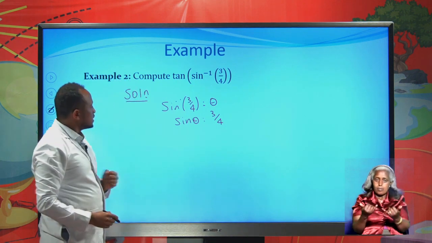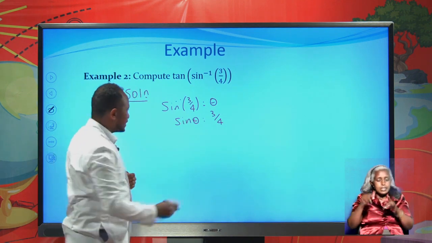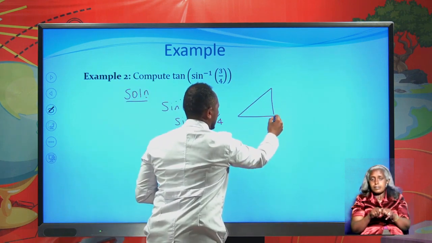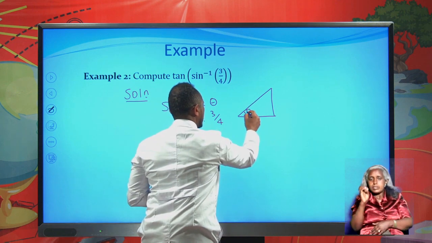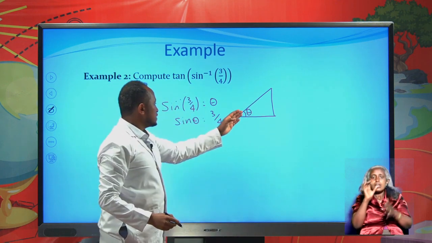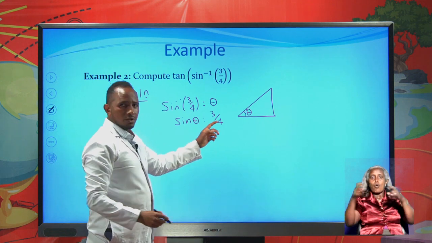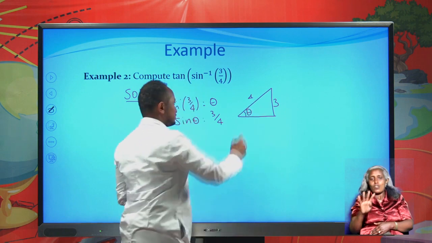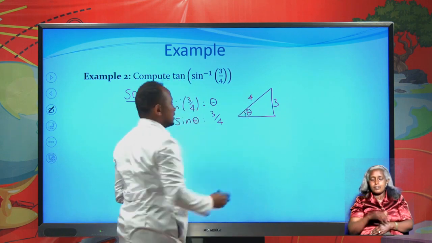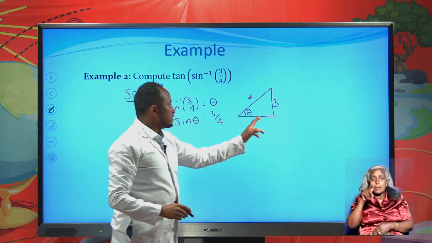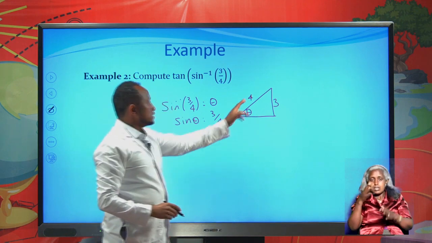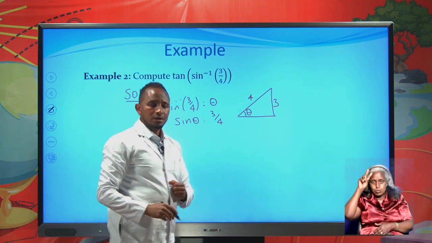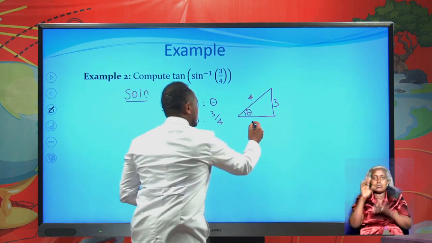Now, using a reference triangle, assume this is theta. Sine theta means opposite over hypotenuse. The opposite side here is 3, the hypotenuse is 4. Using the Pythagorean theorem, you can determine this one. It is 4 squared minus 3 squared, 16 minus 9, it is 7. So you will have the square root of 7.